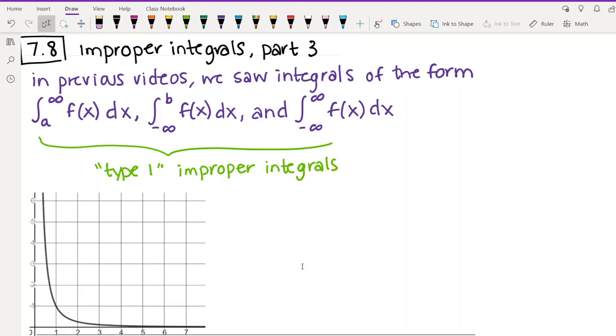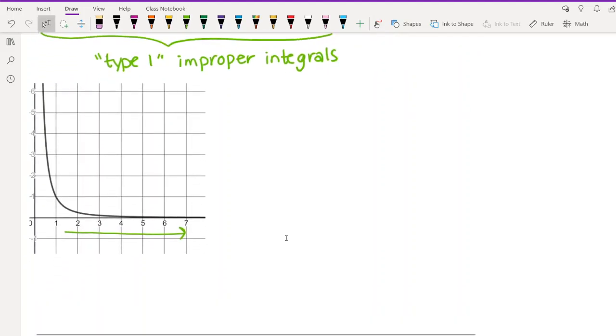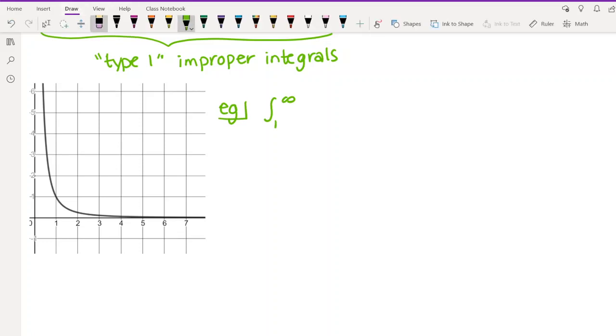So just to give a quick example on this picture here, if we had the integral from 1 to infinity, so this function, by the way, that I have graphed here is 1 over x squared. So we actually already did this example, the integral from 1 to infinity of 1 over x squared dx. And that one turned out to converge, right? I think it came out to be 1/2.